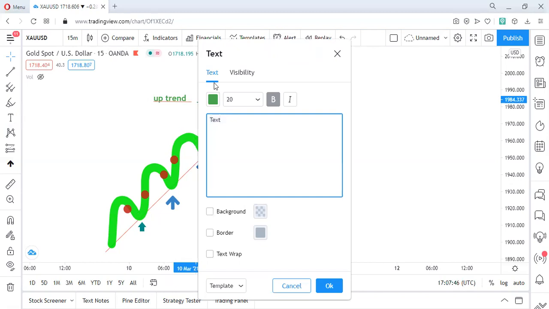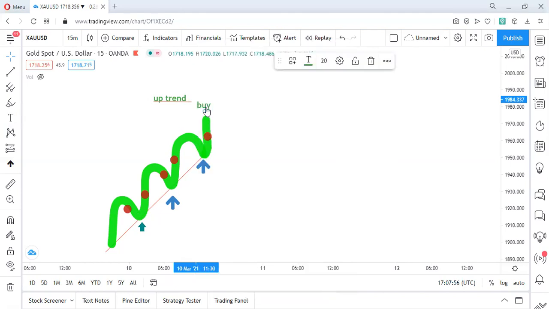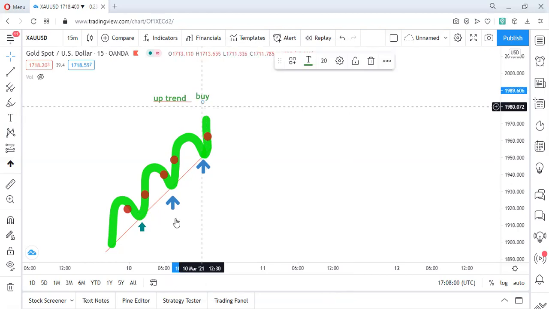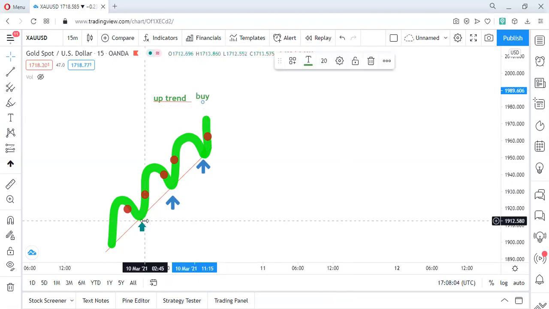So on an uptrend we buy. On an uptrend we buy at a lower price, and we sell at a higher price. So remember, you are selling when you have a touch at a trend line. When you have a bounce at a trend line, that's where you start.